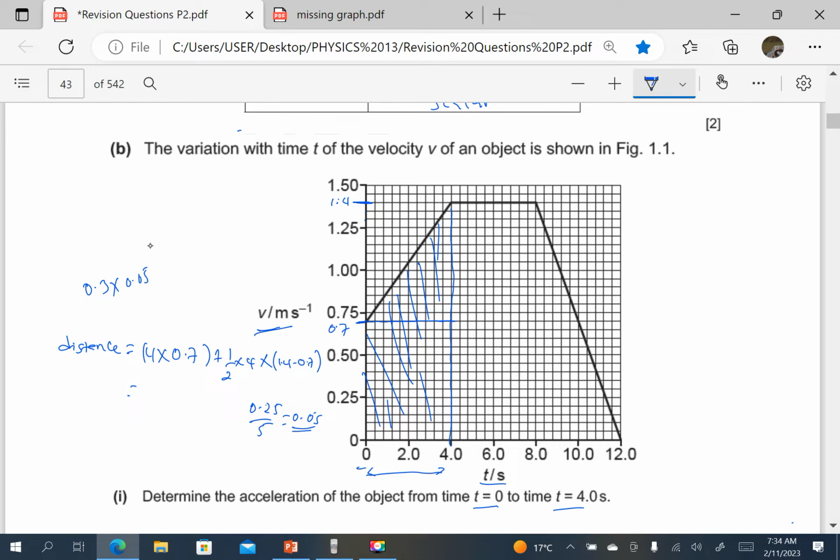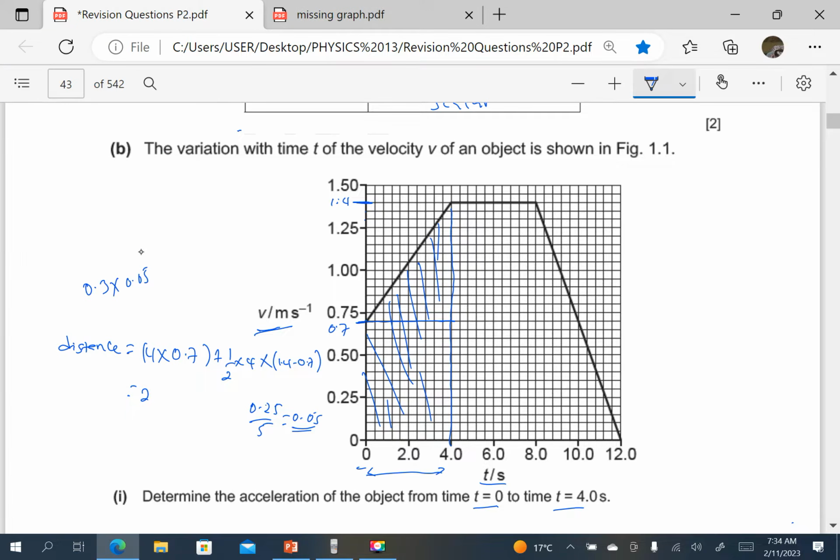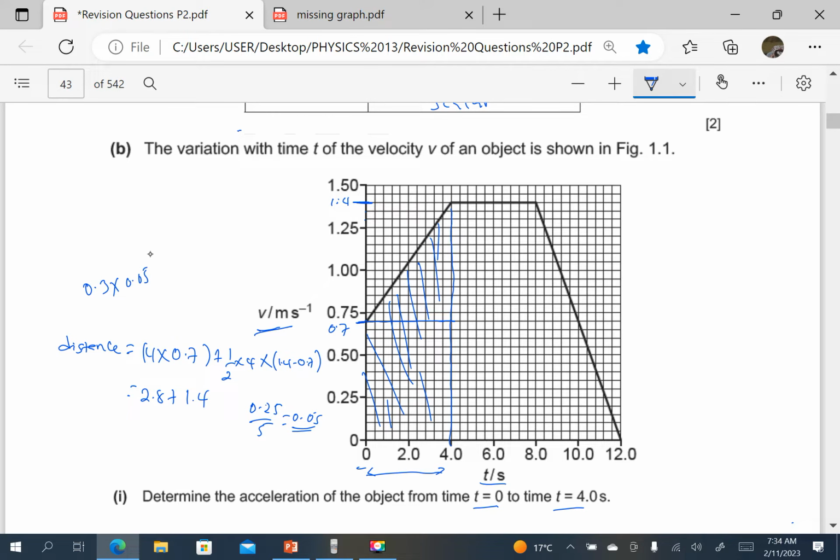So this would give us 4 times 0.7, that is 2.8, plus a half, which is 0.5, times 4 times the difference between 1.4 minus 0.7, which gives us 1.4. So this is plus 1.4. And when you sum up, you get 4.2 meters. So that is the distance.